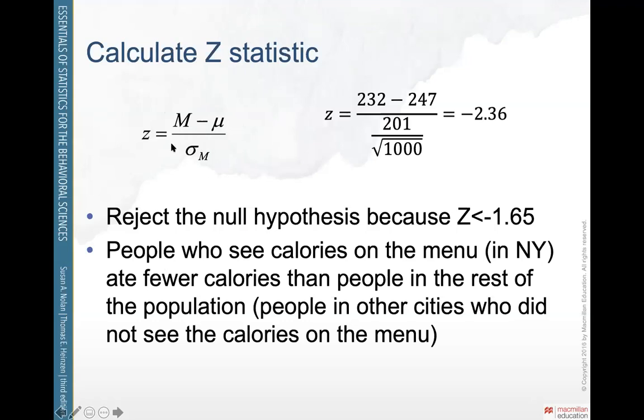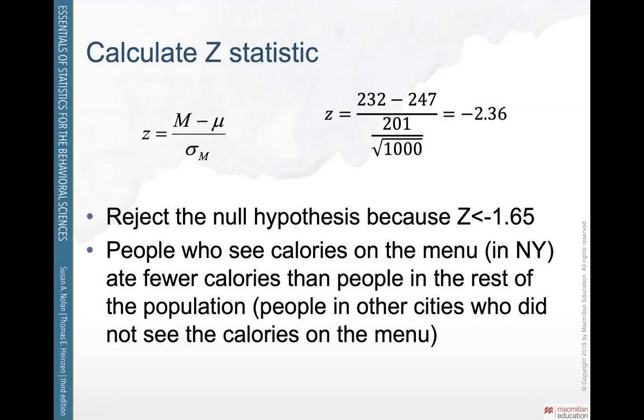And could someone remind me, what is the formula for standard error? This symbol right here means standard error. How do we calculate the standard error? I'll give you a clue. It's something divided by something else. Could someone tell me what it is? Is it the standard deviation divided by the square root of n? Exactly. It is the standard deviation divided by the square root of n.